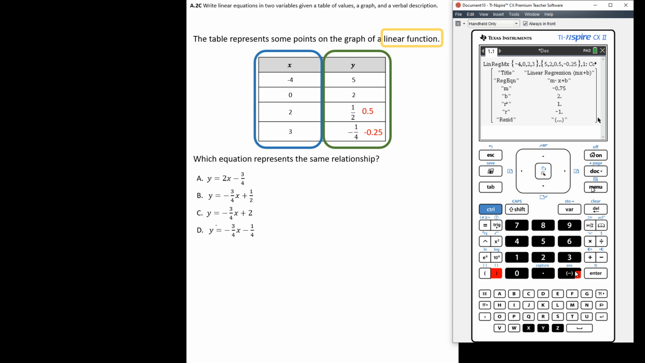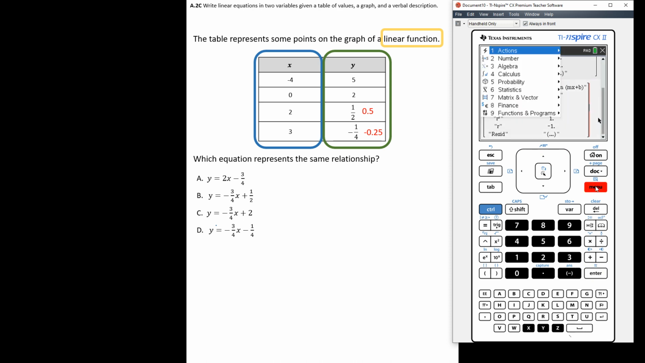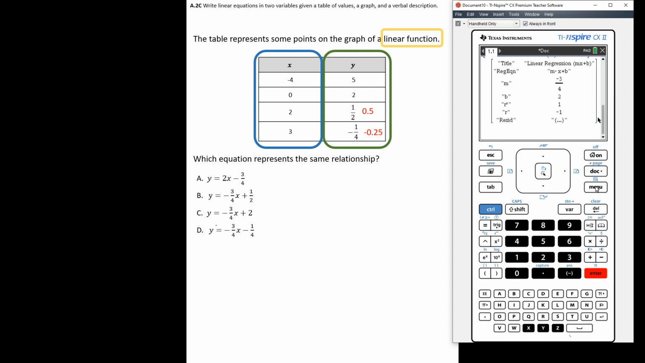Now, our answer choices are in fraction form, so what might be an option for you is to arrow up, make all of that data the calculator just gave us blue, hit enter, and then go to menu and number 2 for number. Take those numbers that the calculator just gave us and approximate them to fractions because our answer choices are in fractions. When you do that, it'll say approximate to fractions. You'll click enter to say okay. And now you see our m is -3/4, our b is 2.